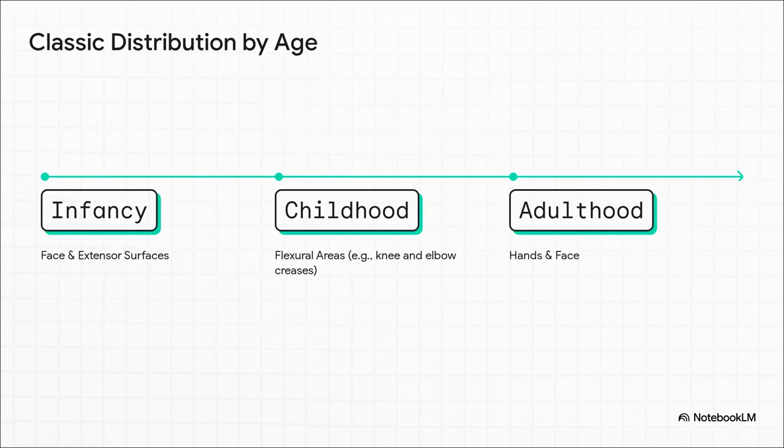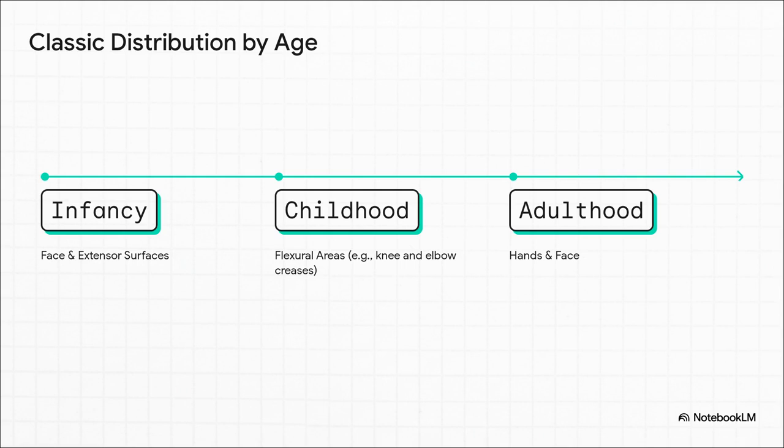And it's not just what it looks like, but where it shows up. The distribution changes as kids grow up. In babies, think cheeks and the outside of their arms and legs. Then, as they get a bit older, it moves into those classic flexural areas, the creases of the elbows and knees.